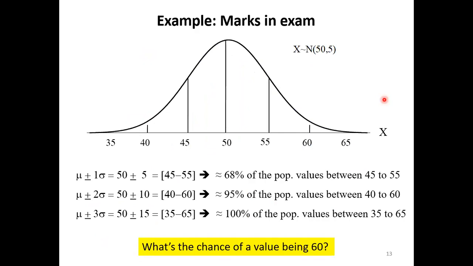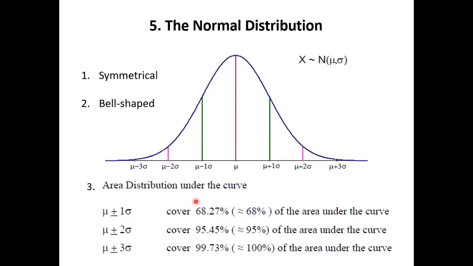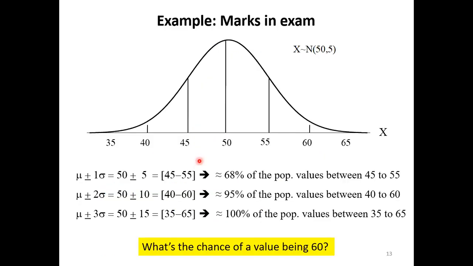An example: let's say marks in an exam, mean 50, standard deviation is 5. The mean is the center, and the standard deviation is the dispersion. So the center is 50, plus 5 is 55, minus 5 is 45. So plus or minus 1 standard deviation, 45 to 55, this area will be roughly 68%, which means 68% of the students' marks will be between 45 to 55.